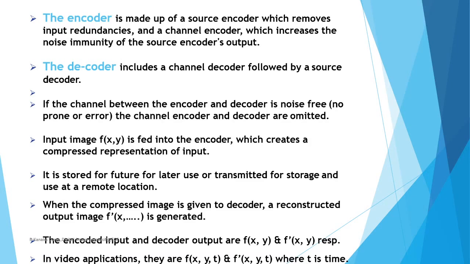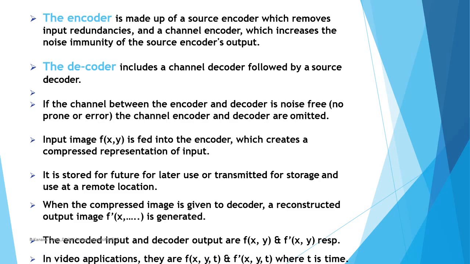The encoder is made up of a source encoder, which removes the input redundancies, and a channel encoder, which increases the noise immunity of the source encoder output. The decoder includes a channel decoder followed by a source decoder. The channel between the encoder and decoder is noise free. The channel encoder and decoder are omitted.